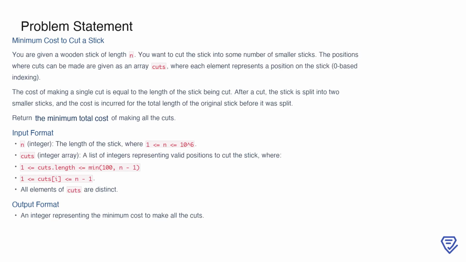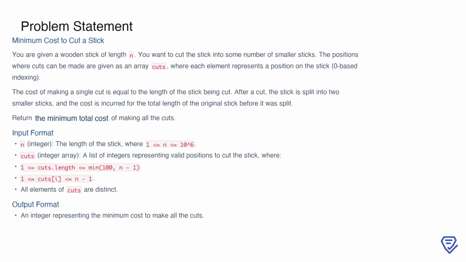In this problem, we are tasked with cutting a wooden stick of a given length, n, into smaller pieces. The positions where you can make these cuts are specified in an array called cuts, where each value represents a valid position on the stick. The challenge is that every time you make a cut, the cost is equal to the length of the stick being cut. After each cut, the stick is divided into two smaller pieces, and the cost is based on the original stick's length before it was split. The goal is to determine the minimum total cost required to make all the cuts.